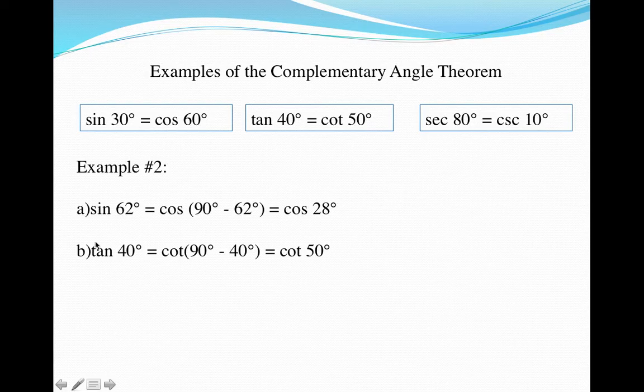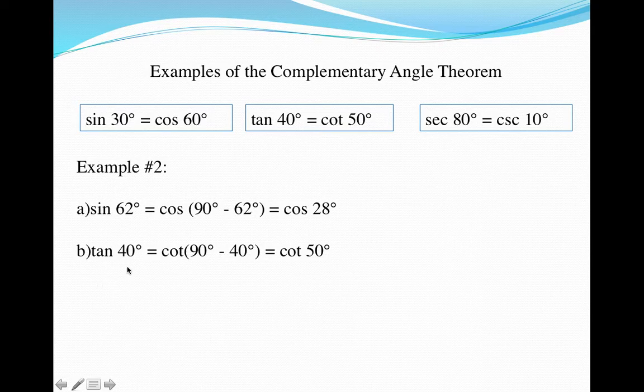Okay, example 2. If I ask you to find another trig function and another angle that have the same value as the sine of 62 degrees, the first thing you would think is, well, sine and cosine are cofunctions. So if I've got the sine, the cofunction is going to be the cosine. All I need to do now is find the complement to 62 degrees. I can do that by saying 90 minus 62, which gives me 28. So the sine of 62 degrees is equal to the cosine of 28.